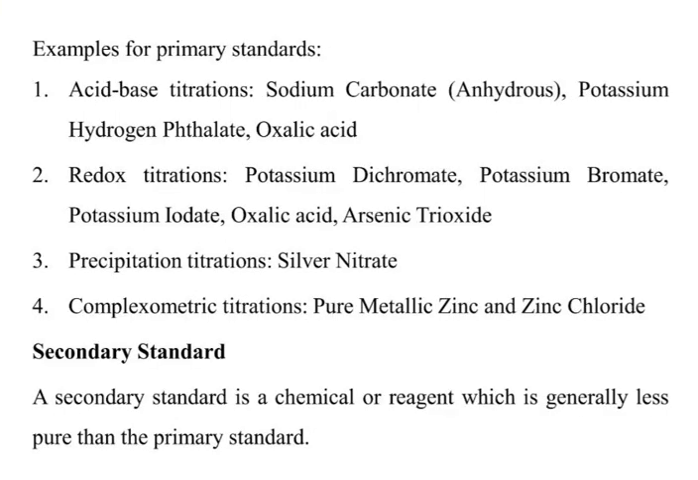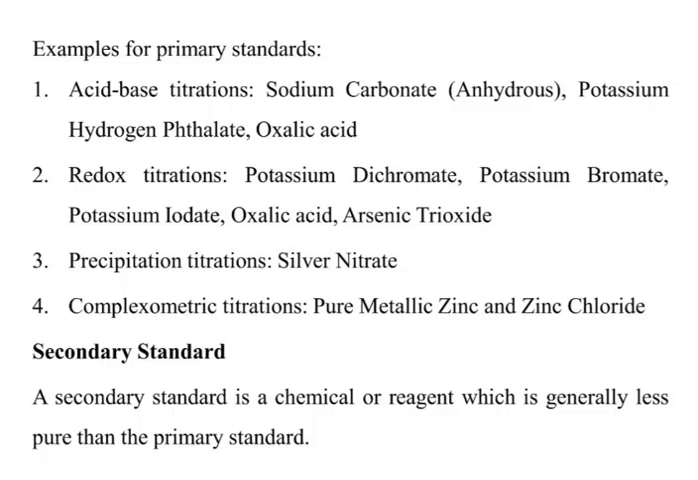What are the examples of primary standards? Acid-base titrations: sodium carbonate, potassium hydrogen phthalate, oxalic acid. Next, redox titrations: potassium dichromate, potassium bromate, potassium iodate, oxalic acid, arsenic trioxide. Precipitation titrations: silver nitrate. Complexometric titrations: pure metallic zinc and zinc chloride.